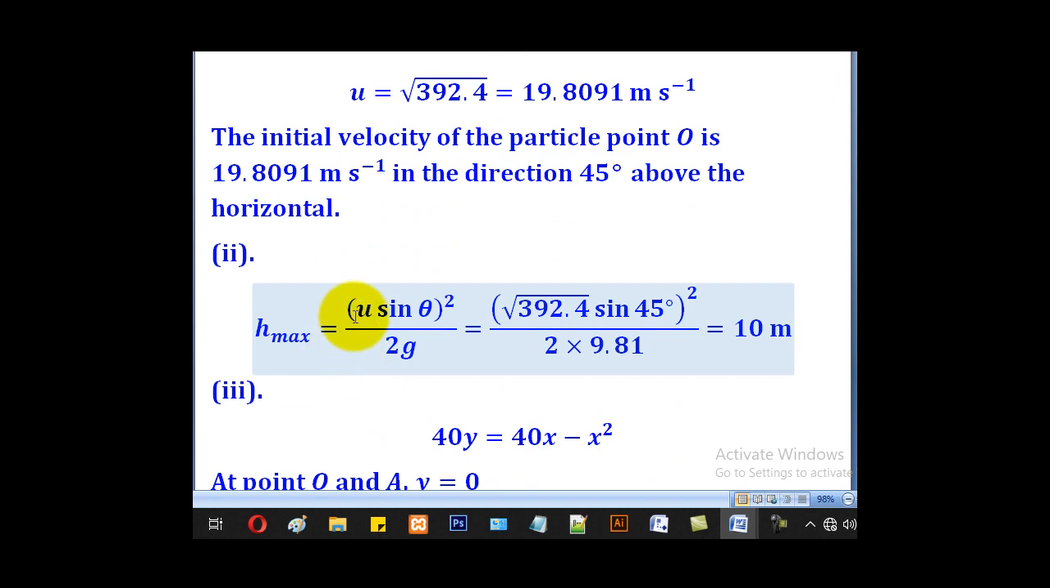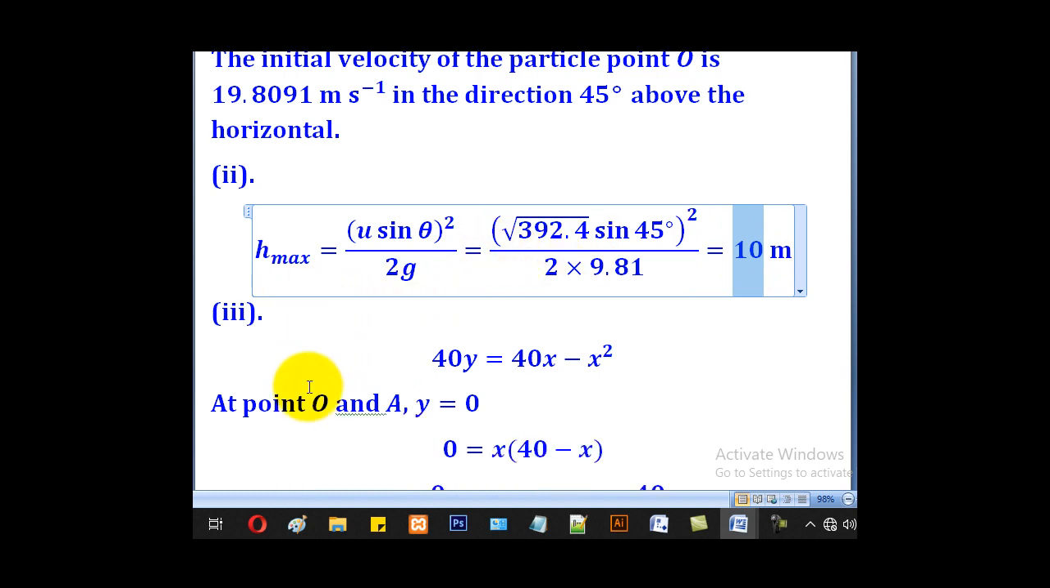Roman 2, they wanted the maximum height, which is given by the formula (u sin theta) all squared, over 2g. So u is the square root of 392.4 and theta is 45, g is 9.81. We shall get 10 meters, and that will be the maximum height attained.